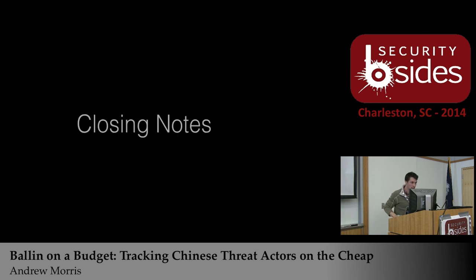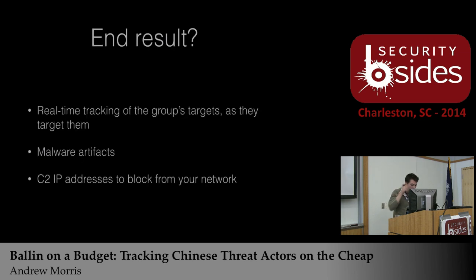So, some closing notes. The end result of this is we are able to track the group's targets in real time. We have malware artifacts, and we have C2 IP addresses to block from our networks. We know who the C2s are. We know where the attacks are coming from. We know a lot of different things. So we've gathered a lot of information from these guys.